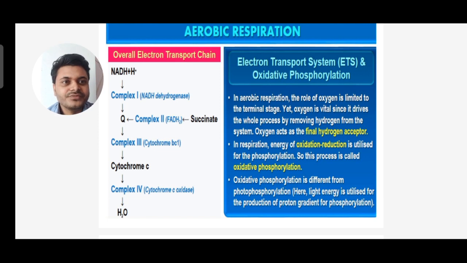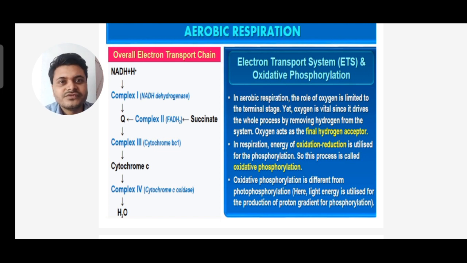In aerobic respiration, the role of oxygen is limited to the terminal stage, yet oxygen is vital since it drives the whole process by removing hydrogen from the system. So oxygen acts as the final hydrogen acceptor. In respiration, the energy of oxidation and reduction is utilized for phosphorylation. So this process is called oxidative phosphorylation.